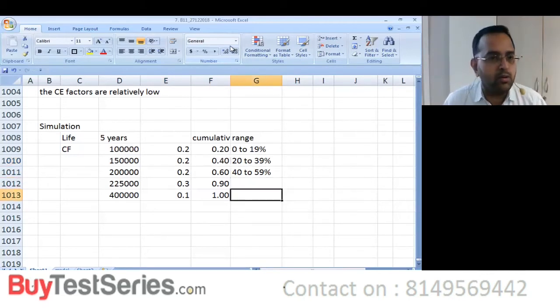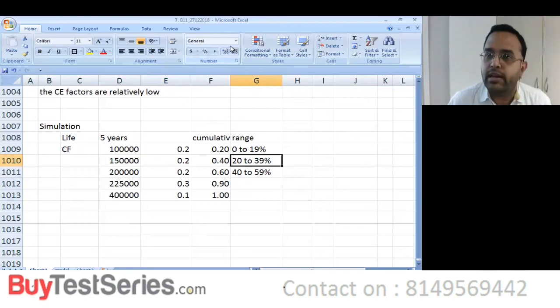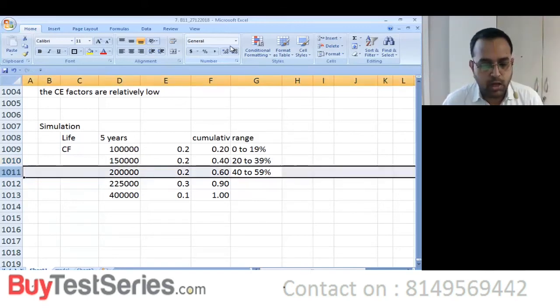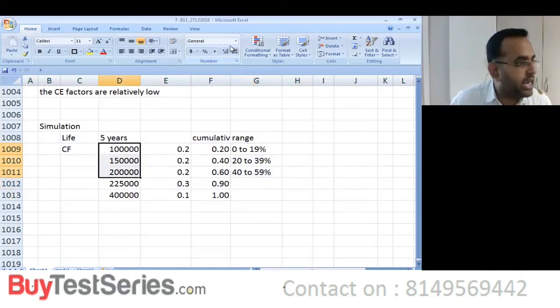Once the range is found out, then we use random numbers. Assume that an 11% probability happens, which means you will get this cash flow. It lies between 20 to 39. Assume that a 45% probability happens, which means we are talking about this cash flow. We pick up random numbers and we check which range this random number falls in, and for this range what is the cash flow, and for that cash flow we calculate the net present value.